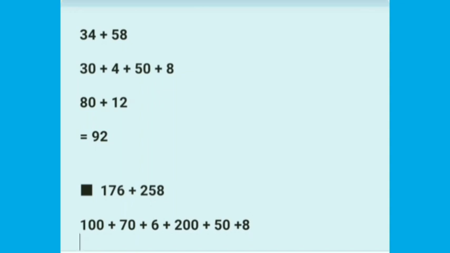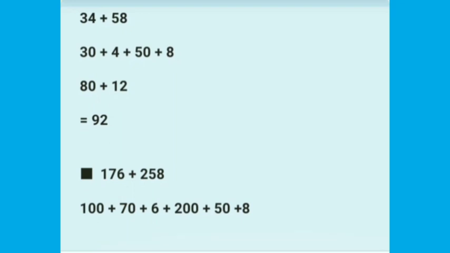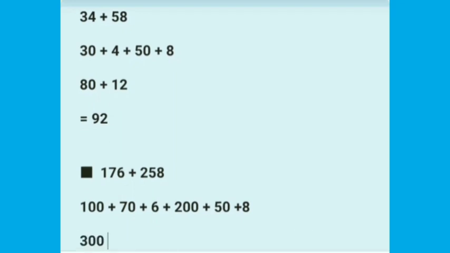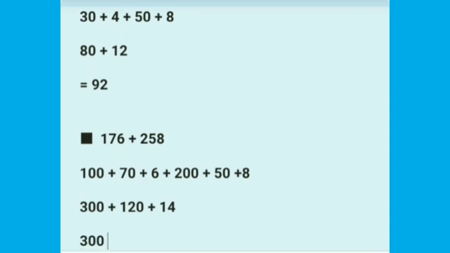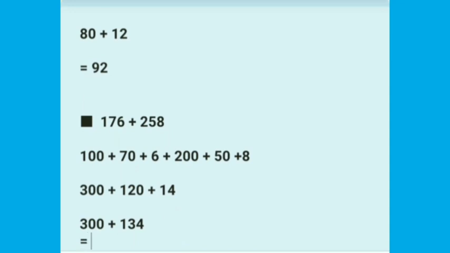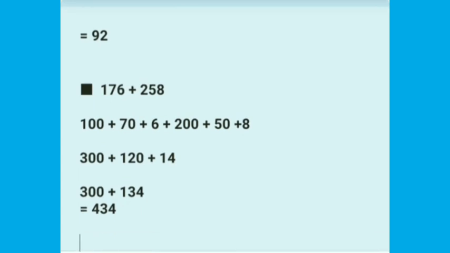So first let's begin by adding 100 and 200. So that's equal to 300. Now if we add 70 and 50, how much is that? Well, we know that 7 plus 5 is 12. So 70 plus 50 is 120. What about 6 plus 8? 6 plus 8 is just 14. Okay. Now 120 plus 14 is 134. And if we add 300 plus 134, it equals 434.